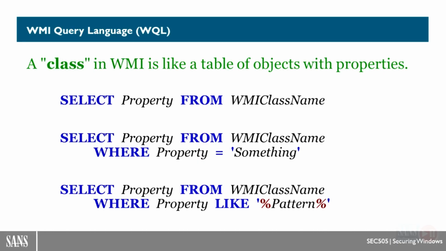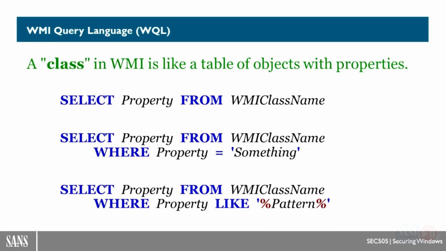And if you wanted to select all the properties, it would be select star, an asterisk. And you can use the where clause to filter what you get back. So you could select one or more properties from a class, but where some property equals something, or is less than something, or greater than something, or like something. What's the syntax for these WQL queries?